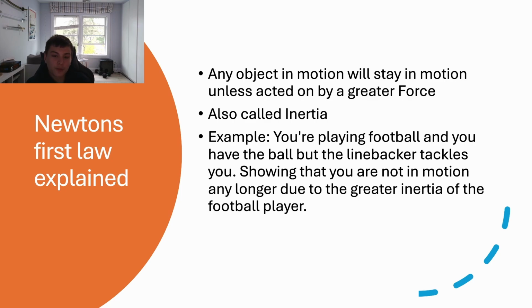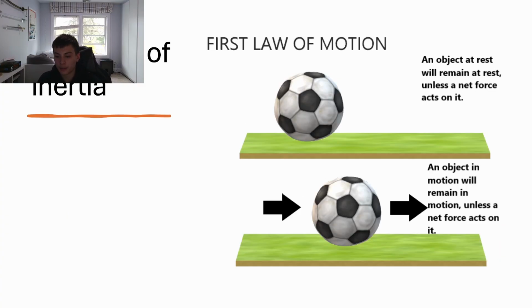Another example is playing football. Say you're running, and then you get tackled by a linebacker. The linebacker clearly has more inertia than you and has a greater outside force impacting you. This is an example like the soccer one we already covered. An object will stay in motion unless it is acted upon by a net force, and it will stay at rest until you kick it or something else happens to it.